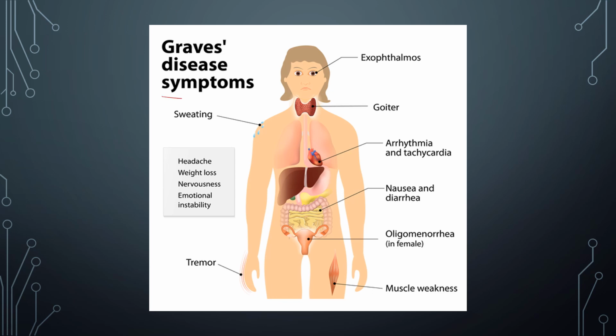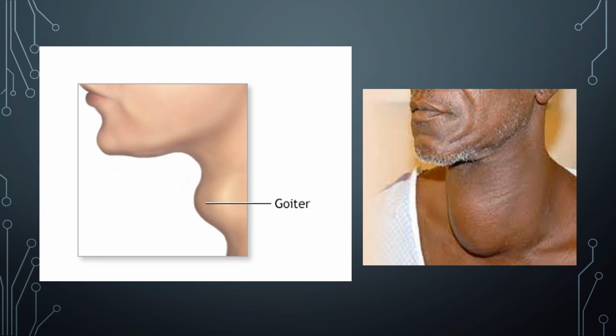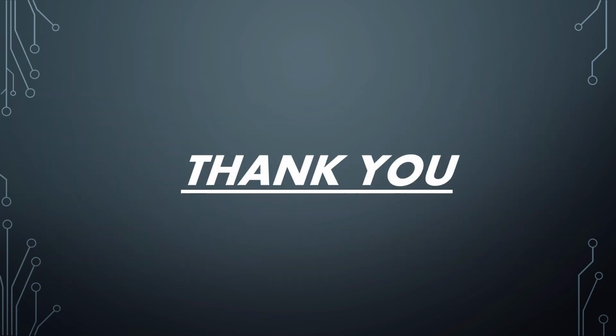So these are some symptoms in Graves' disease. This is a case of goiter. Goiter means simply the enlargement of the thyroid gland. It occurs in both hypo and hyperthyroidism. Okay, so moving into the next slide.